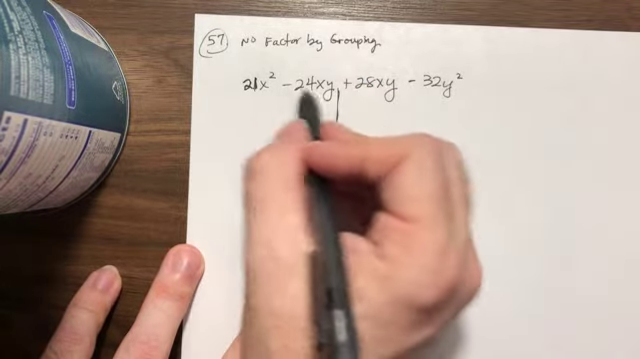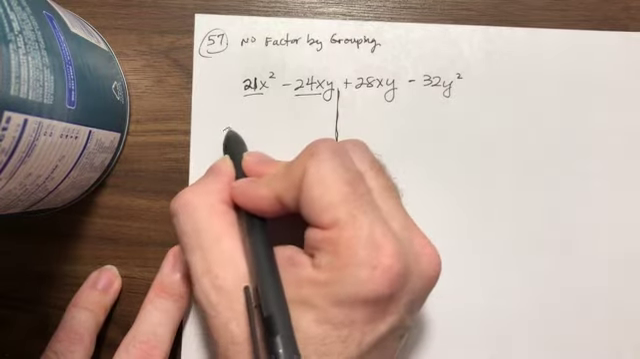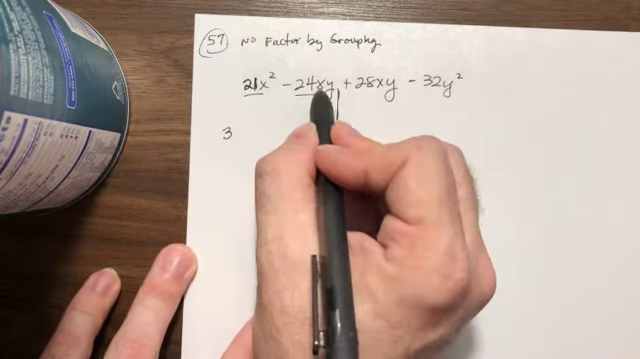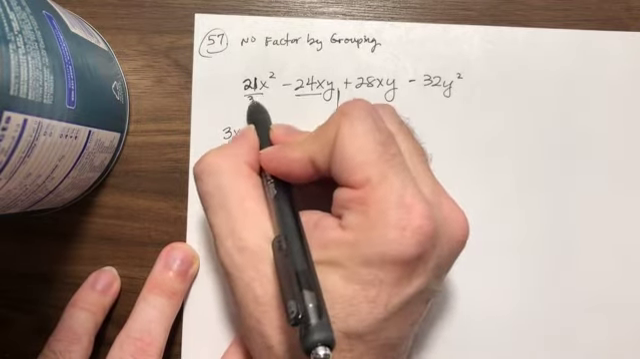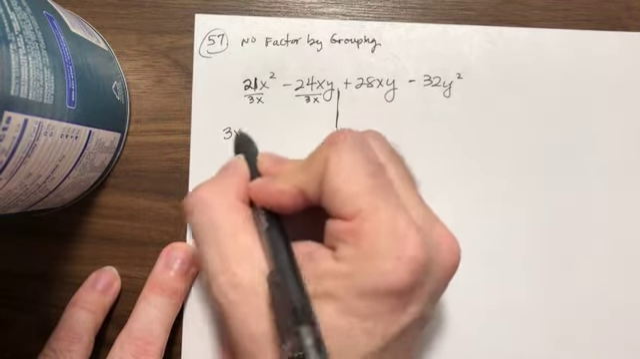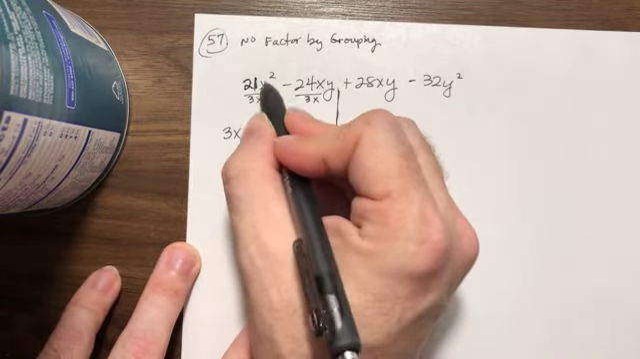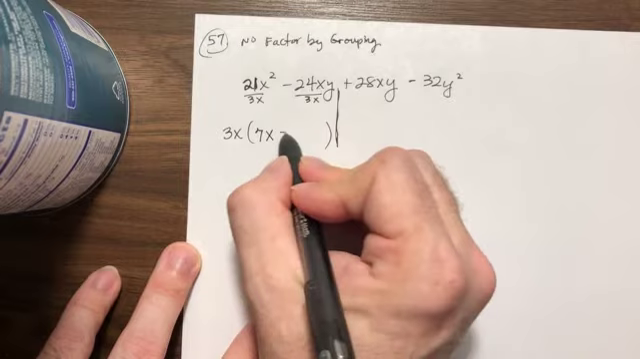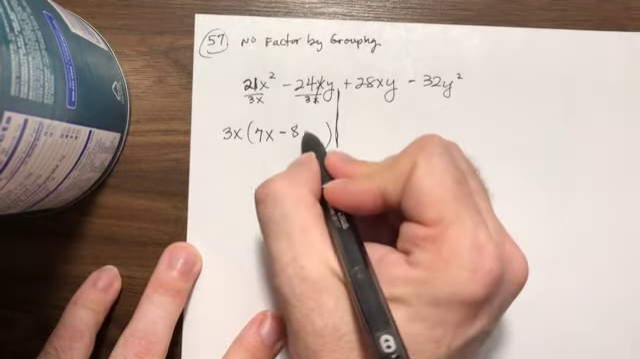So 21 and 24, you're going to find that they both have 3 in common. And then they both have an x in common. But they don't both have a y, so it's just 3x that I'm going to divide both of these by to get what's in parentheses. 21 divided by 3 is 7. X squared divided by x is x. 24 divided by 3 is 8. The x's cancel, and you're left with y.